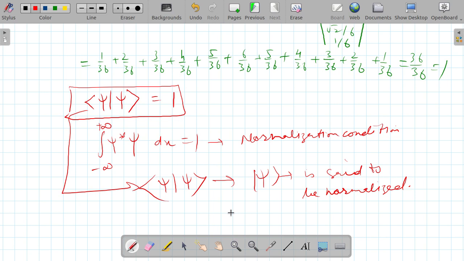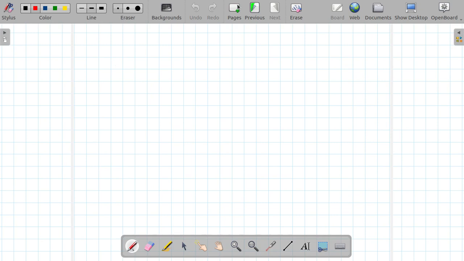Now, let us do one more very beautiful example or discussion. From the above discussion, it is clear that both bra and ket handle probabilities.